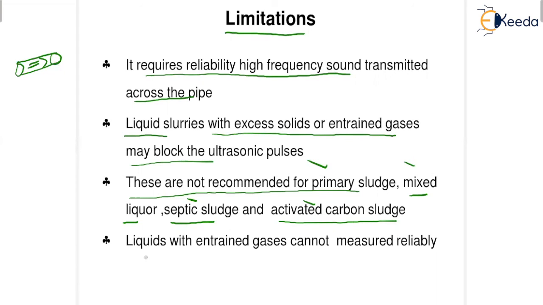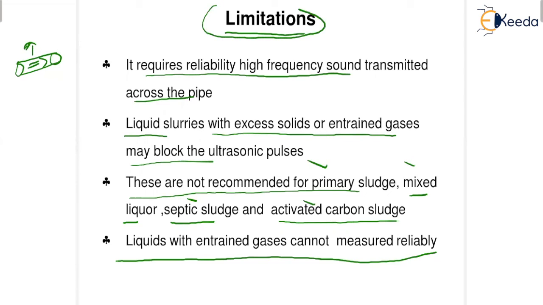Liquids with entrained gases cannot be measured. Liquids with a combination of gases cannot be measured reliably. The transit type flow meter works well only with liquids, or it is okay with gases alone, but for a mixture of liquid plus gases this instrument fails. So these are the limitations, my dear students. In the next session I'm going for the numericals based on this. Thank you.